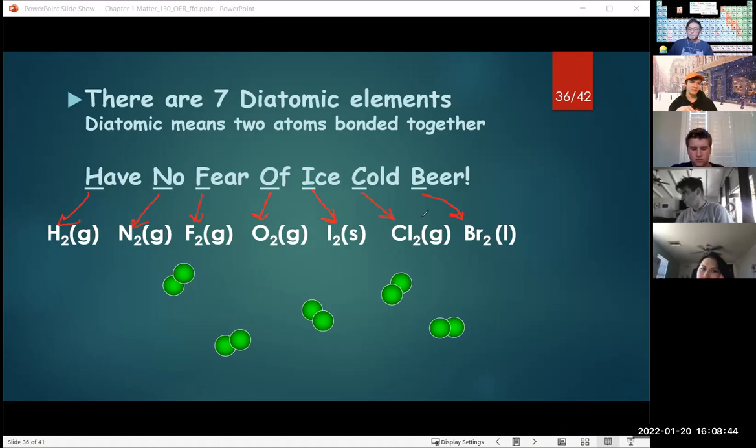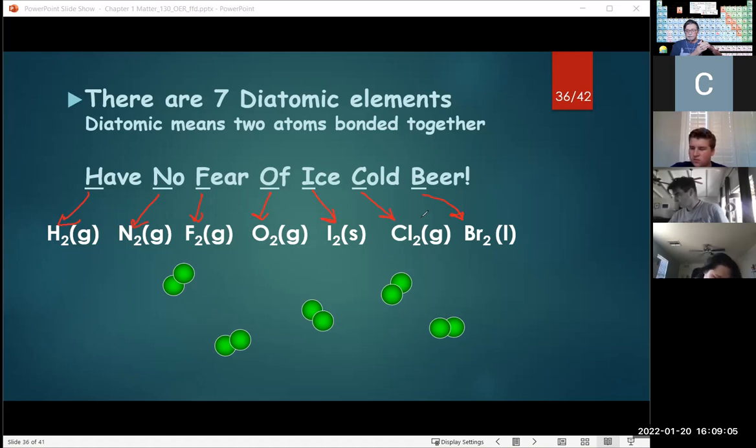So of the 118 elements, 7 of them are diatomic, meaning that at our conditions here on Earth, they cannot exist by themselves. They have to partner up with another element of itself, okay? And they're still an element. If they combine with a different element, then they're compounds. But right now, they're elements, okay? Okay, so 12 gases.